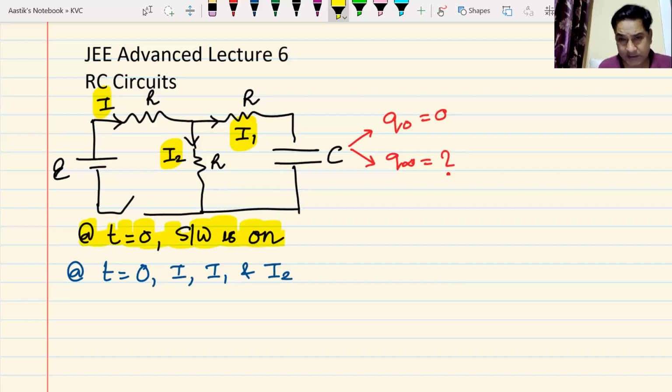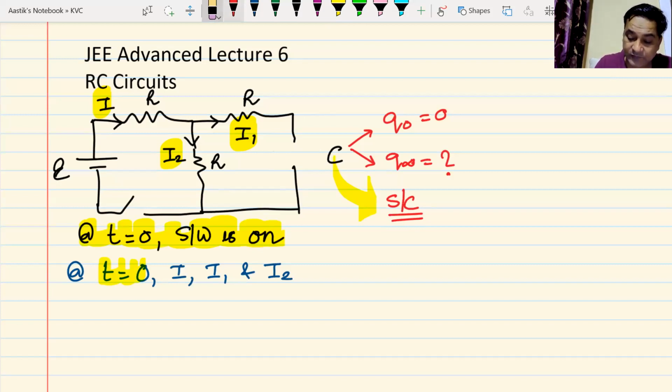So how am I going to solve this question? Remember, as soon as the switch is switched on at time t equal to 0, this capacitor, the yellow thing, behaves like a short circuit. That means it behaves as if it is not there. The circuit would look like this. How would the circuit look? I will just take this off, and it will just look like this.